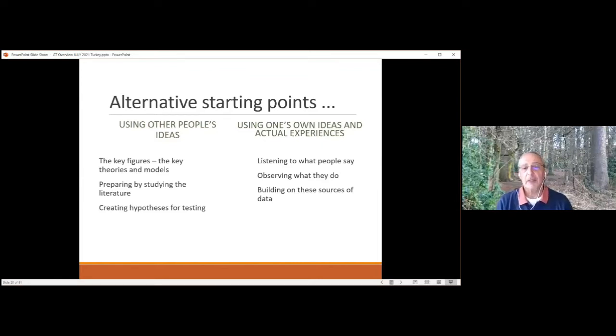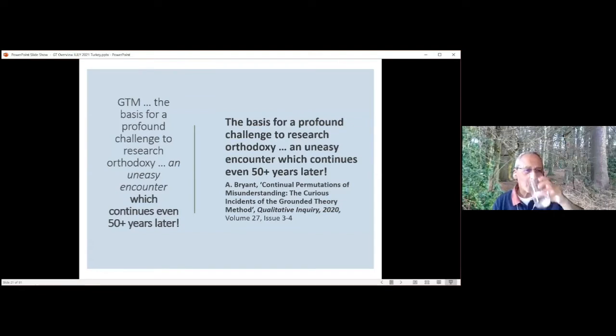But on the other side is the alternative sketched out by Glaser and Strauss. Listen to what people say, observe what they do, which may not be the same, and build on these sources of data. So this is your work grounded in the data. It's much more bottom up, while the one on the left-hand side is a top down approach. The strange thing is that more than 50 years later, this challenge to orthodoxy is still seen as a challenge to orthodoxy.